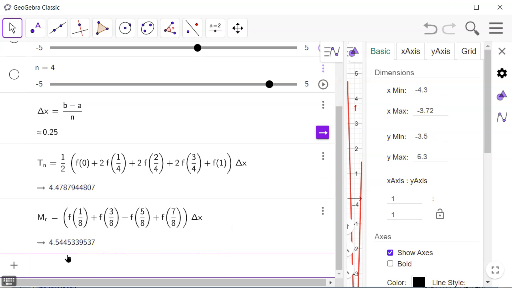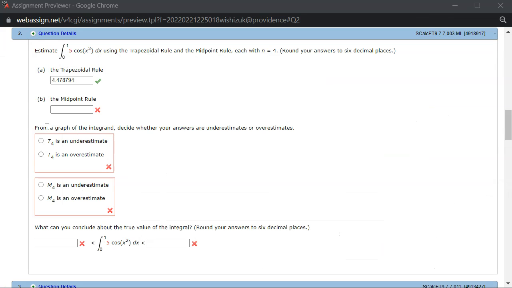We got 4.5445339. Let's type it in. So the midpoint rule came out to be 4.54534. All right, let's check the answer. It came back and looks like we got part B correctly.